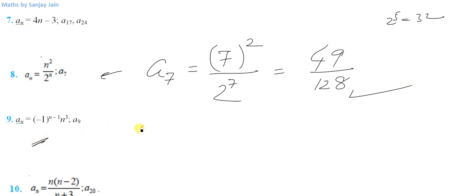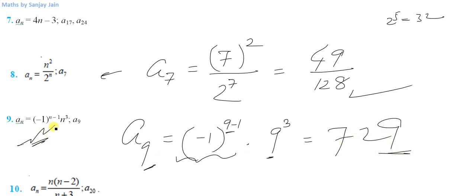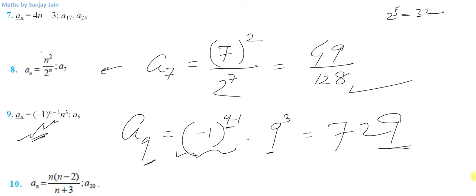For this A9, it will be equal to minus 1 raised to power 9 minus 1 into 9 raised to power 3. Okay, so it is equal to, now this is minus 1 raised to an even power, so it will be plus 1. Okay, alright. 9 cubed, 9 squared is 81, so into 9 it will be 729, and it is your answer. It is your ninth term of the sequence defined by this expression.